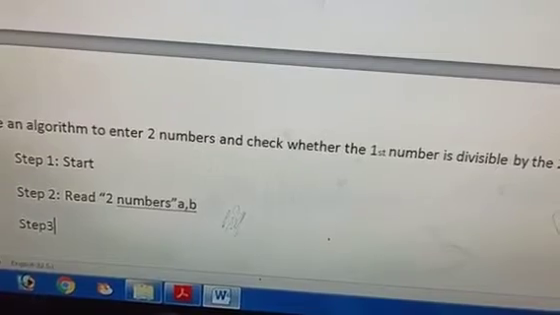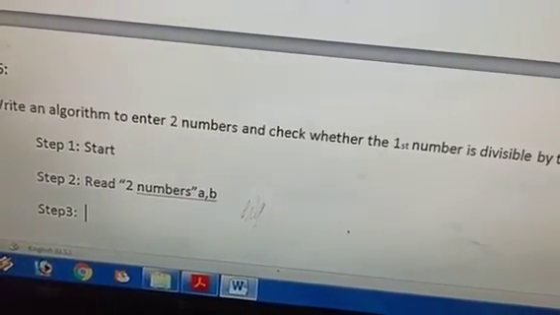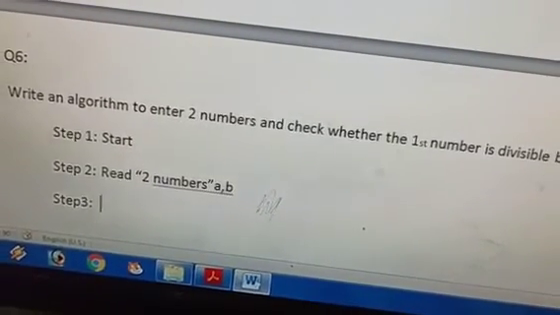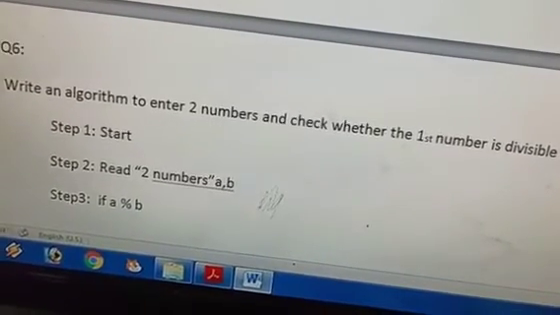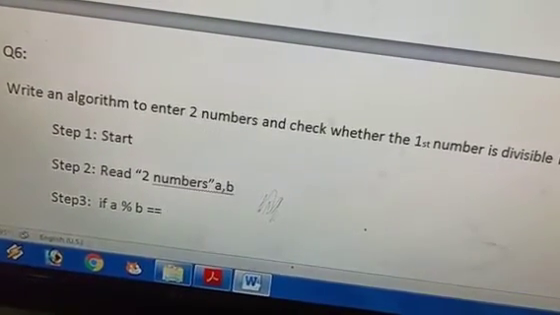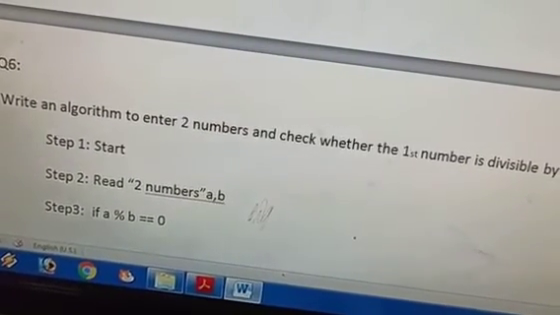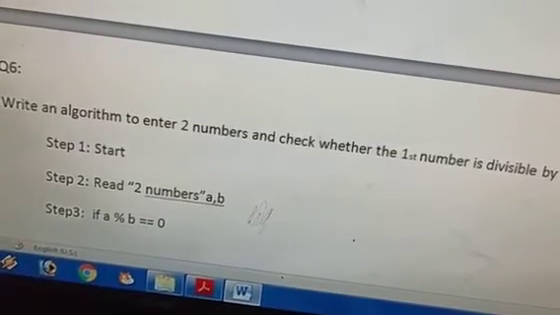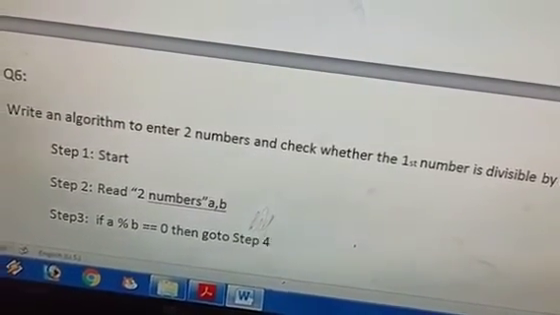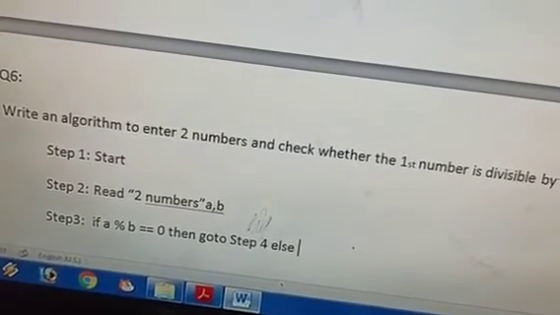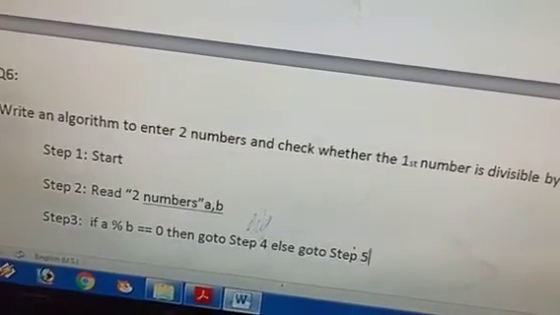Now step 3, now put the condition. We need to check the divisibility. So for the divisibility the condition is very common. If the first number is divisible by the second number and if the remainder is coming 0, that means A is divisible by B, right? So then go to step 4, else go to step 5, right?